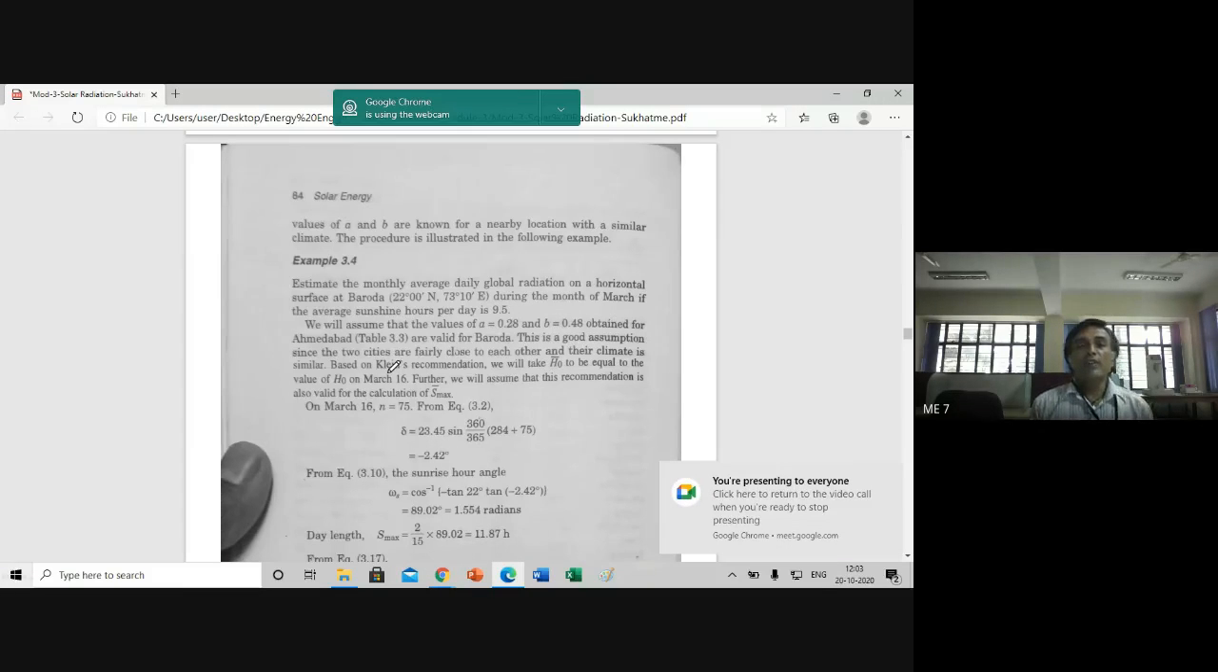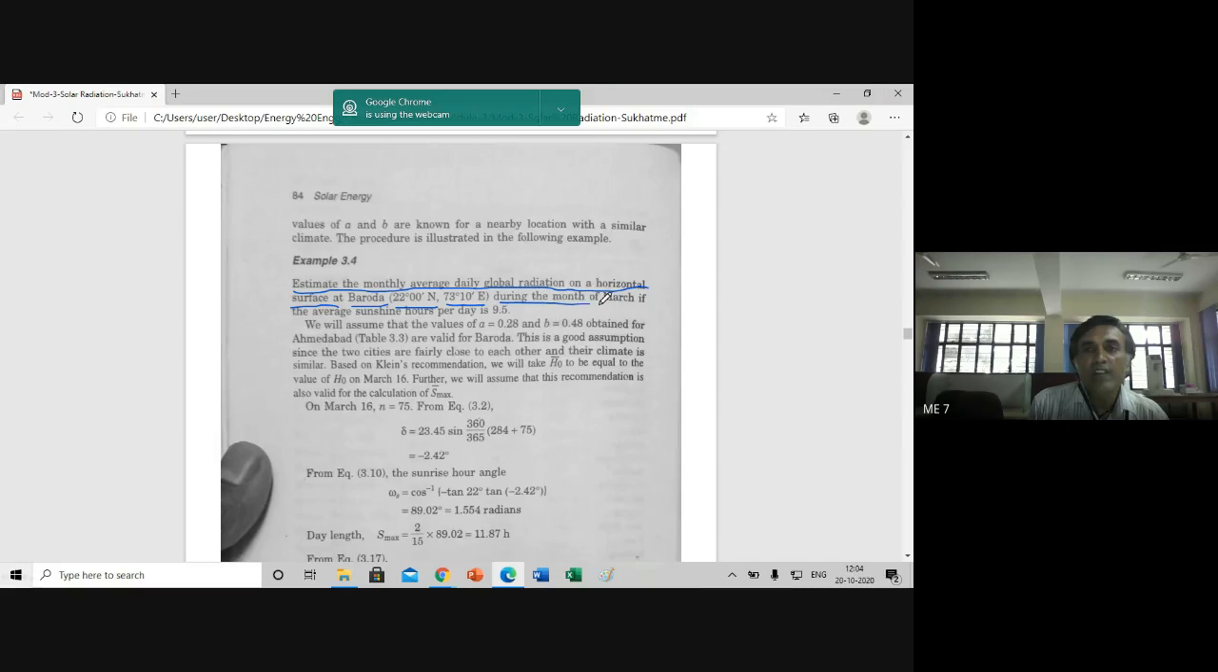I am going to solve one problem. Look at this problem: estimate the monthly average daily global radiation on a horizontal surface at Baroda, latitude 22 degree 0 minutes north, 73 degree 10 minutes east, during the month of March, if the average sunshine hours per day is 9.5.